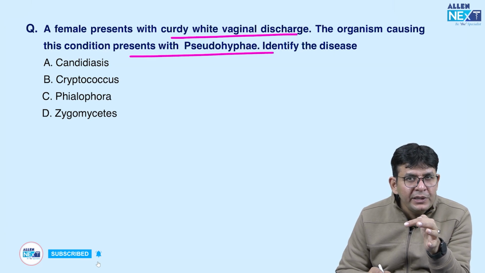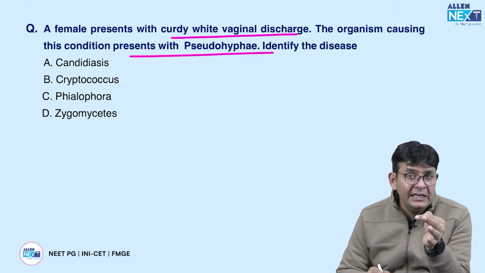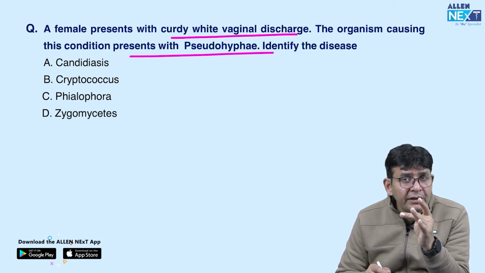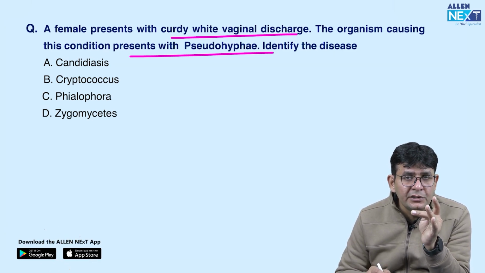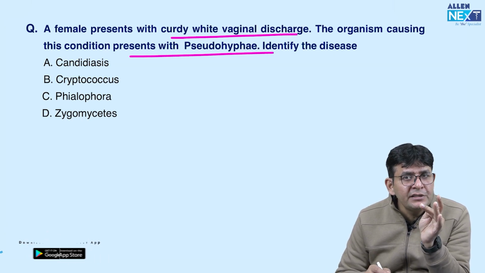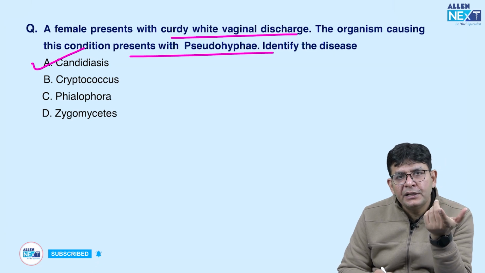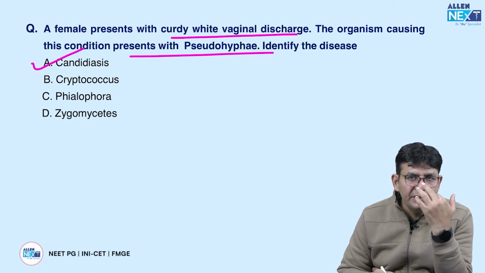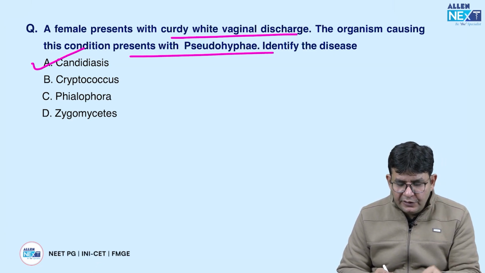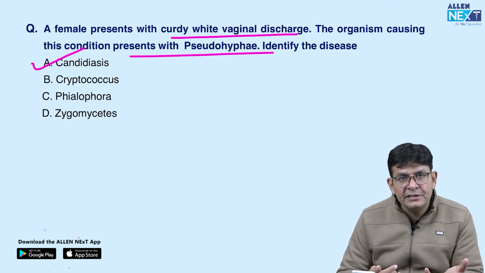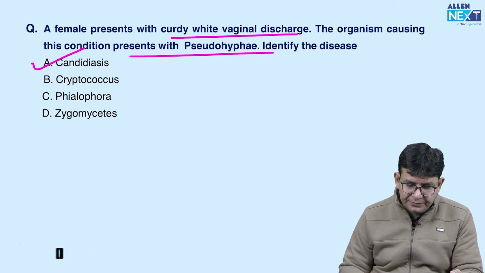It can be a true yeast, it can be yeast-like, it can have a true hyphal form, or it can have pseudo hyphae, which is termed as having constrictions. Pseudo hyphae is what? It's the elongations along with constrictions. So obviously we are talking about which particular thing? Vaginal candidiasis, in which there is a curdy white discharge. So that was an easy one which was there in the exam.